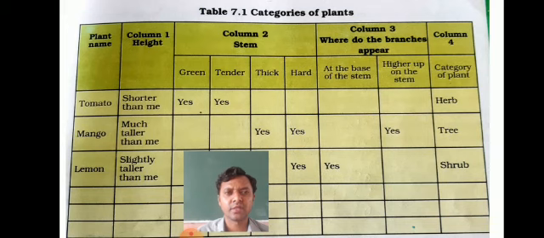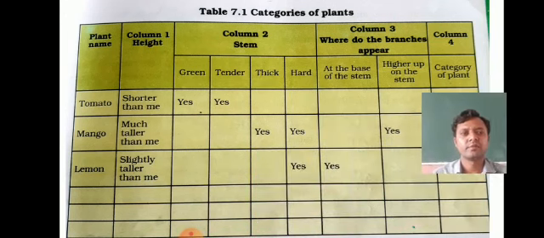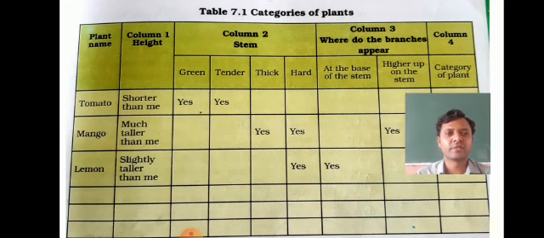And then in column 3, where do the branches appear? It is given there whether at the base of the stem or higher up on the stem. Due to these 2 types of branching, we can identify which kind of plant it is. And the last column 4 is the category of plant. Okay, so let us go for it. First of all, we'll see the plant of tomato.